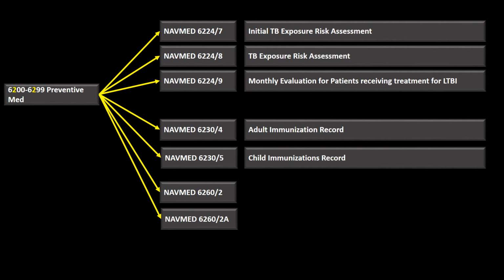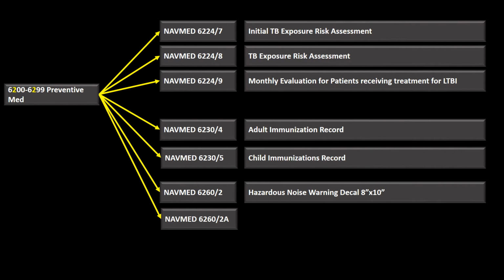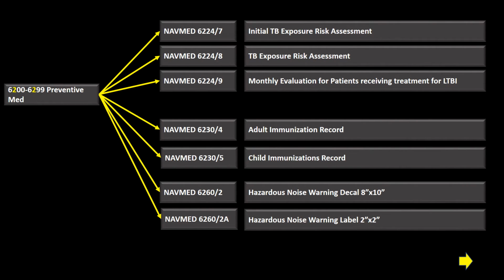And 2 more forms to be familiar with that fall under preventative medicine, 6260/2 and 6260/2 alpha. Well, these are your hazard noise warning decals, the 8x10, and then the label, the 2x2. And think about what these are doing. These are trying to prevent you from going into a noise hazardous area without the proper hearing protection. So that is why these forms are labeled under the Preventive Medicine SSIC code.